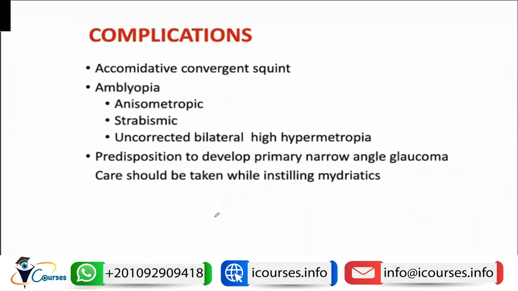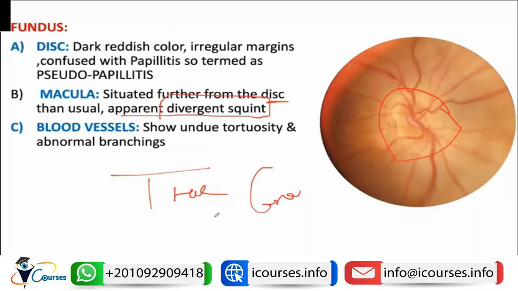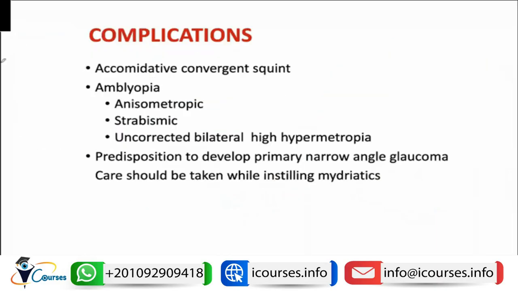I think there will be another slide for the convergent squint. I will show you later. The complications of hypermetropia: it can lead to accommodative convergent squint due to excessive use of accommodation, so that the excessive use of accommodation will lead to excessive use of convergence, and this will lead to convergent accommodative squint.